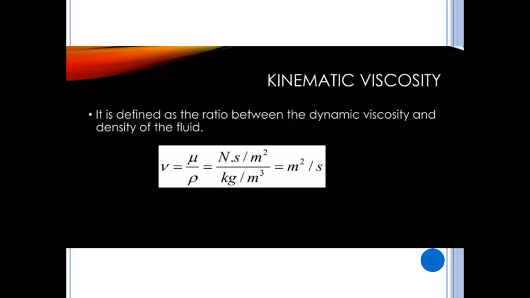Next, we have kinematic viscosity. Viscosity in general is the resistance offered to deformation. Kinematic viscosity is defined using the dynamic viscosity and the density of the fluid. Dynamic viscosity is nothing but your mu value. So nu is equal to mu divided by rho. The unit is given as meter square per second. Is that clear? So we have discussed in detail some of the properties of fluid in this class. Thank you.